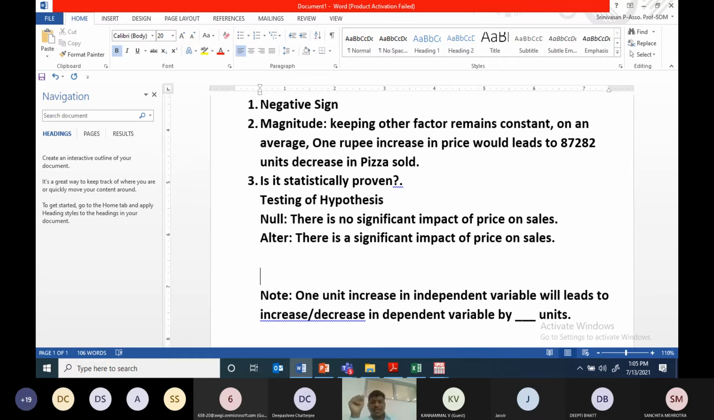Now come to the third one. Statistically, you are going to prove it. This is very important, otherwise there is no regression model. I told you in the last session that the chi-square test is attached to the testing of hypothesis process. Similarly here, is it statistically proven? Yes, testing of hypothesis. Otherwise there is no point in writing an interpretation. Is it true? Now, how to see?